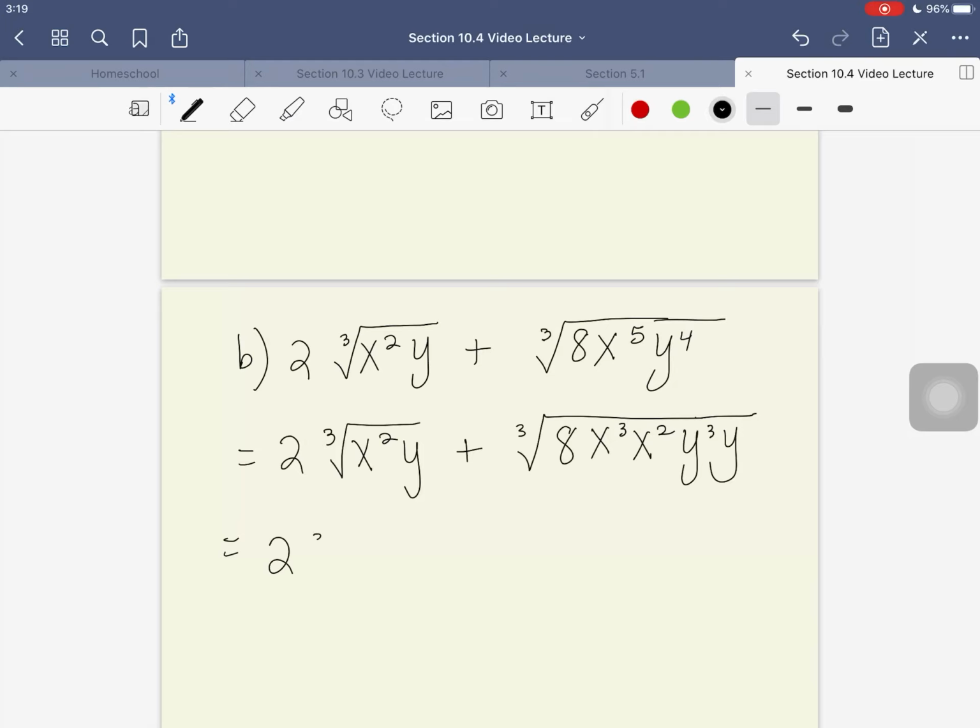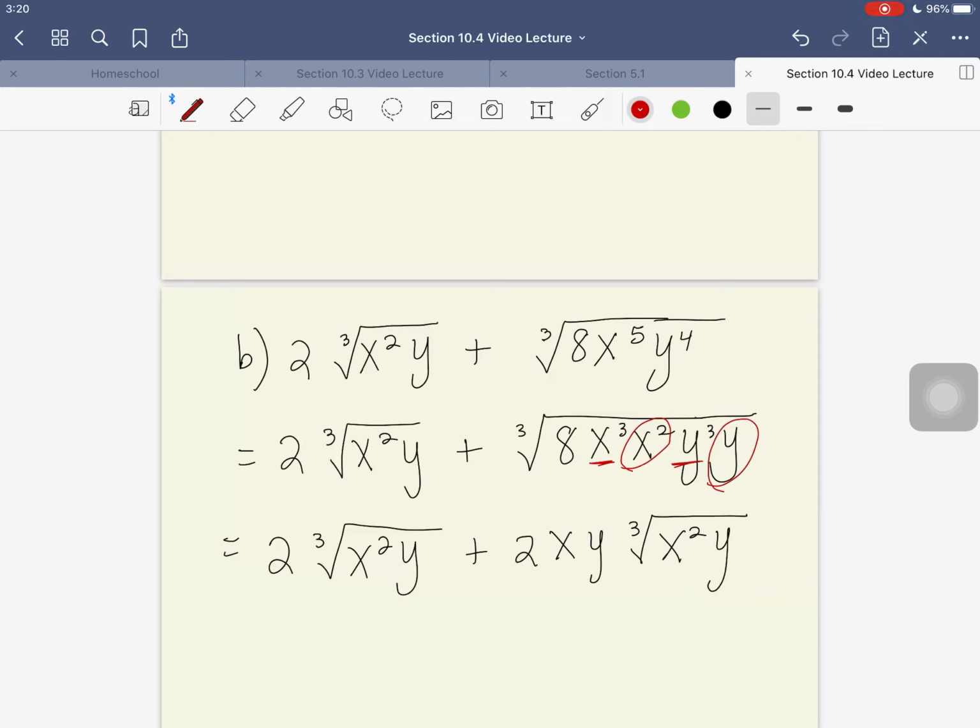All right, let's break down that second radical. And, oh, sorry, it's supposed to be a plus. The cube root of 8 is 2. And then I can pull out an x and a y. And that leaves the cube root of x squared y. So the cube root of x cubed, I pulled that out as x. And the cube root of y cubed, I pulled that out as y. And then the x squared and the y are left under the radical.